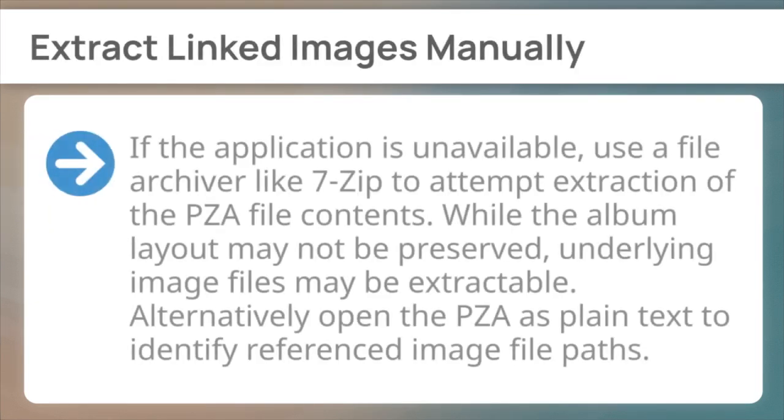Finally, extract linked images manually. If the application is unavailable, use a file archiver like 7-zip to attempt extraction of the PZA file contents. While the album layout may not be preserved, underlying image files may be extractable. Alternatively, open the PZA as plain text to identify referenced image file paths.